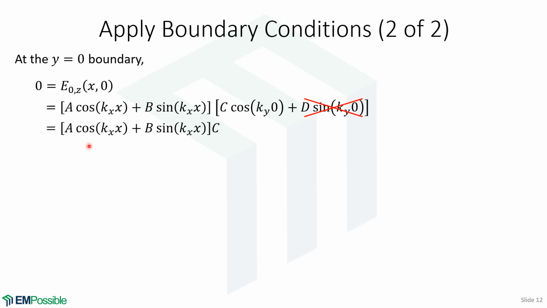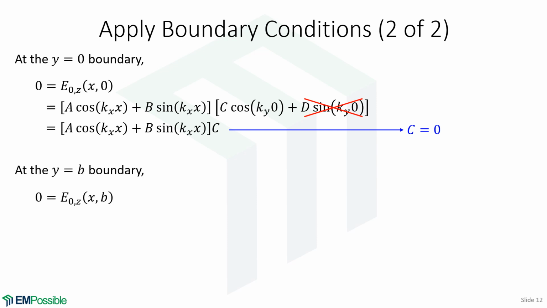Now, this whole thing has to equal 0. Well, the stuff in the left set of square brackets can't help us get to 0, so it must be c that equals 0. So we found that the constant c equals 0. Now we go to the fourth boundary. This is at the top of the waveguide, or y equals b. We repeat the same procedure where we write the general solution, but we put a value of b in for y, and the electric field at the top of the waveguide has to be 0.